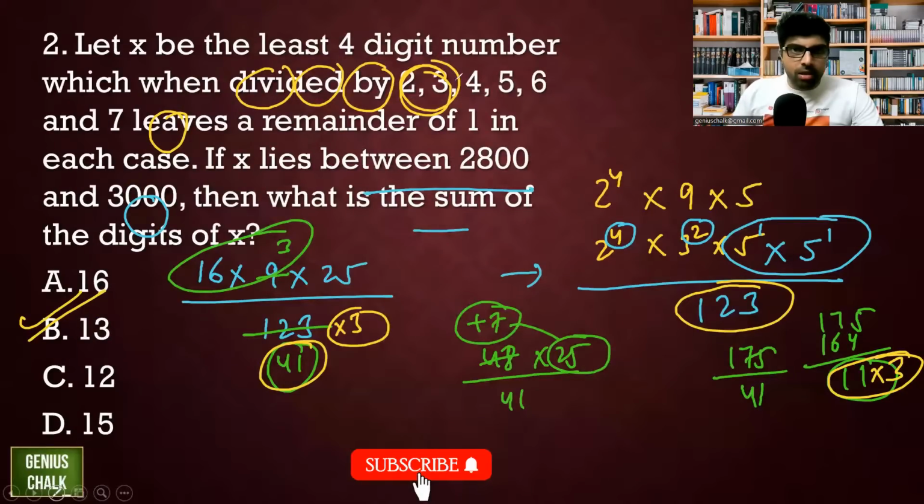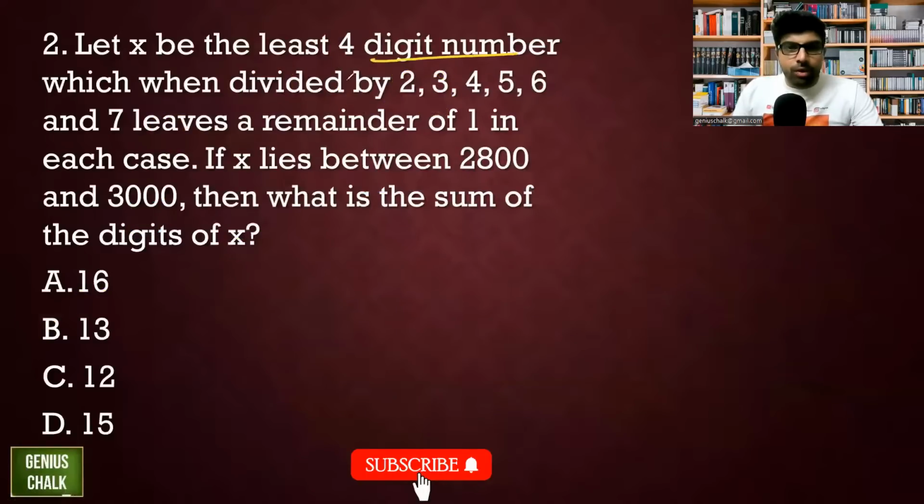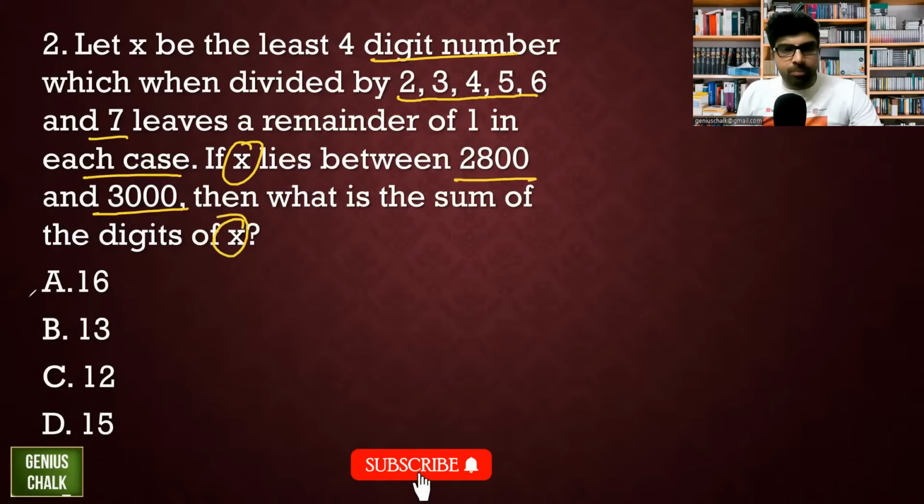Let X be the least 4-digit number which when divided by 2, 4, 3, 5, 6, and 7 leaves a remainder of 1 in each case. If X lies between 2800 and 3000, then what is the sum of the digits of X? Now, first thing, let's find the LCM of all of these. So let's check the highest power of 2 available. That is 2 square, that is 4.